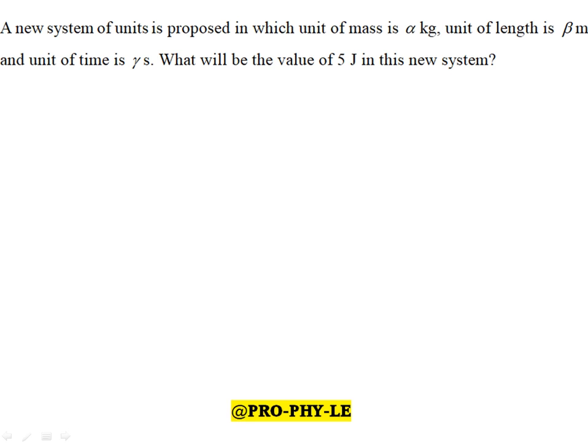Now look at this. A new system of units is proposed in which the unit of mass is alpha kg, the unit of length is beta meters, and the unit of time is gamma seconds.